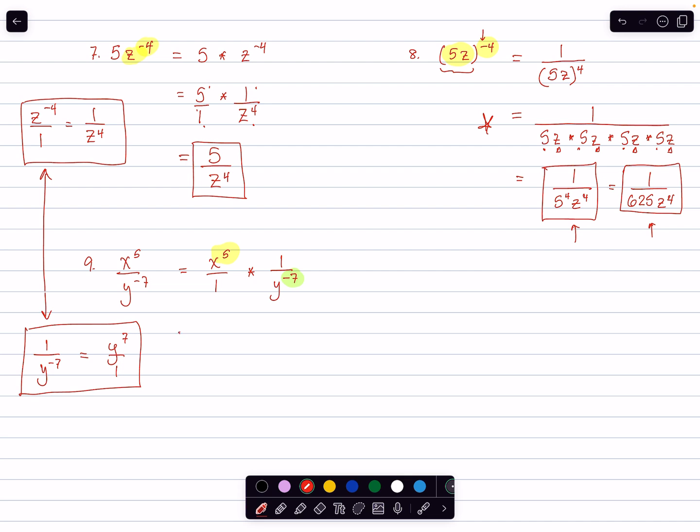So if I rewrite this, I get x to the 5th over 1 times y to the 7th over 1, and I can multiply those fractions together. Now, since I don't know what x and y are, I can't do anything except shove them up next to each other. I can't simplify that anymore. And 1 times 1 is 1, so I don't really need that 1 in the denominator anymore. I can just do this.